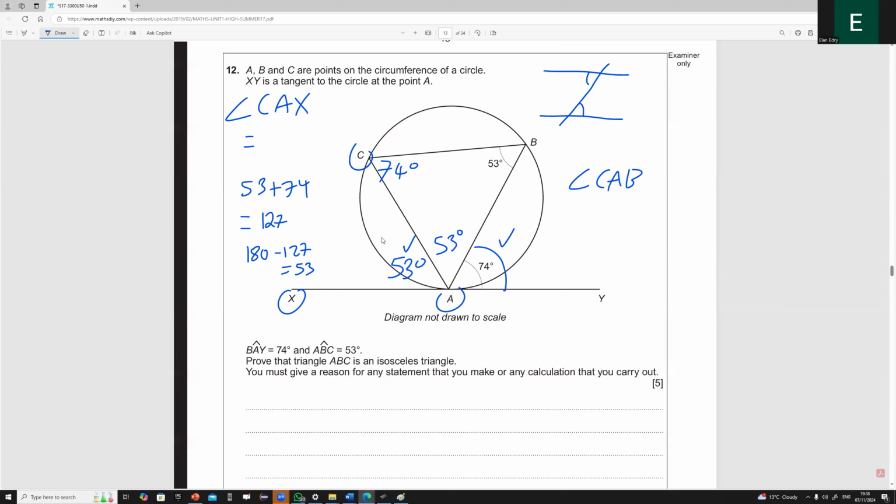So you can see the triangle ABC must be isosceles because it has two angles that are the same and the other one that is different. Okay. So obviously, you'd have to show all the work, you'd have to give the theorem, but that's how you do it. How do we feel about that one?